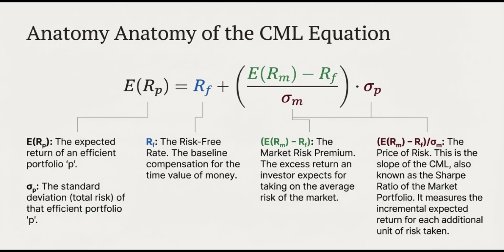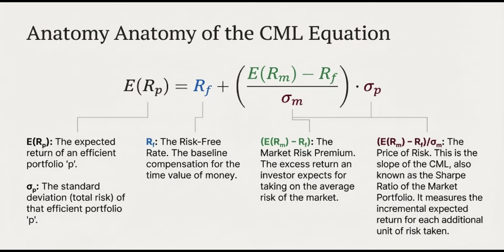Now, if we just isolate the numerator of that big slope term, the part that says E of RM minus RF, what does that difference represent conceptually? That is the market risk premium. Okay. It is the extra return the market demands just for moving off the risk-free asset and taking on the total risk of the market portfolio. It's the reward for taking risk. And when we divide that premium by the market's total risk, sigma M, we get the slope of the line. Yes. That entire fraction is the slope. You can think of it as the price of risk in this universe. It tells you exactly how much more return you should expect for every extra unit of total risk you take on. And because it's linear? Because it's linear, the portfolio's expected return increases in perfect proportion to its total risk.